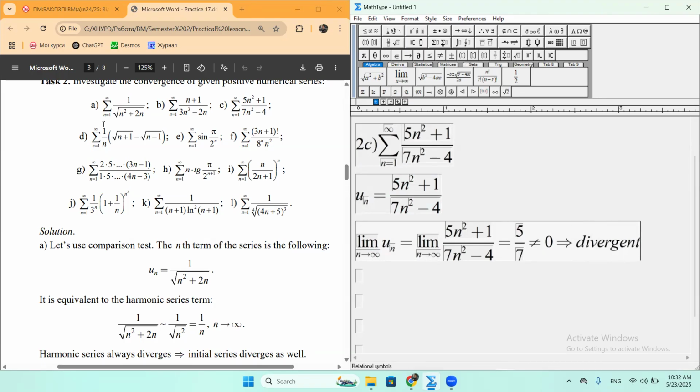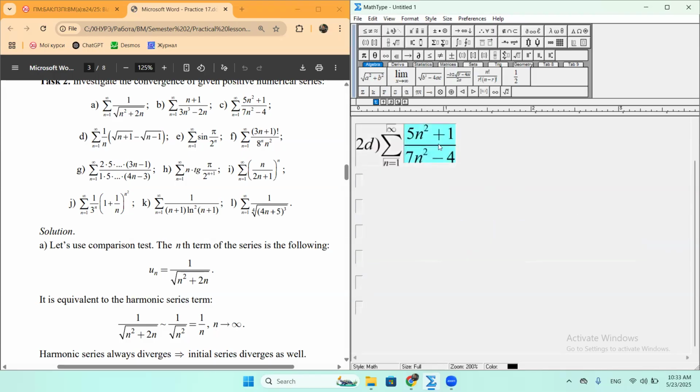So for A and B, we used the comparison test, and for C, just the divergence test. Any questions about this exercise? No questions. So by solving all these exercises, you will know how to define which test to use. Now the next example.